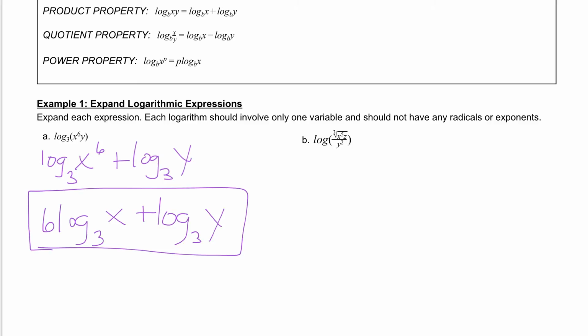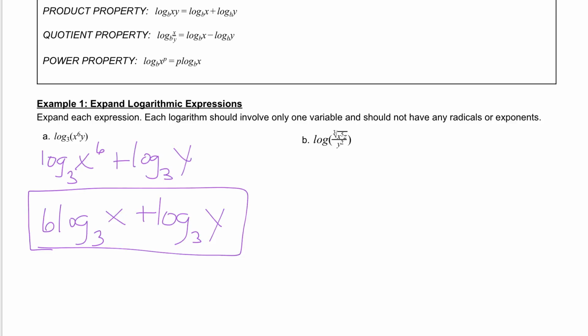We're going to look at letter B as well. So in letter B, we have the log of the cubed root of x to the 5th times z divided by y squared. What we're doing is we're taking this expression in the numerator and dividing it by the denominator. So your first step is to break up that fraction, that division, using the quotient property, which says we can take and subtract those two terms.